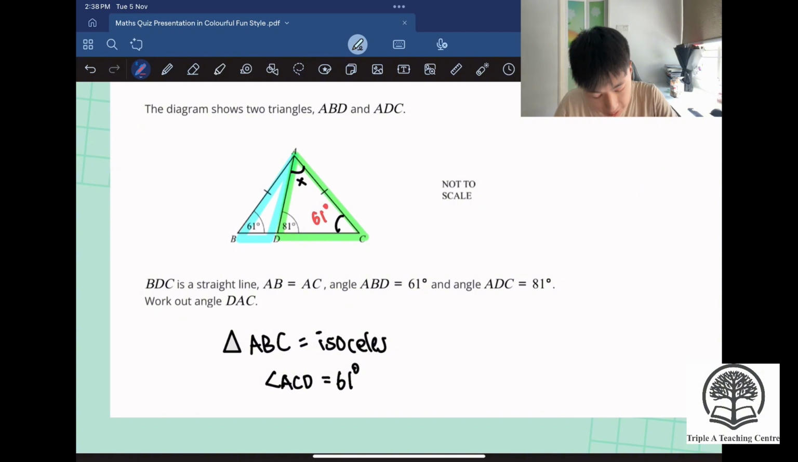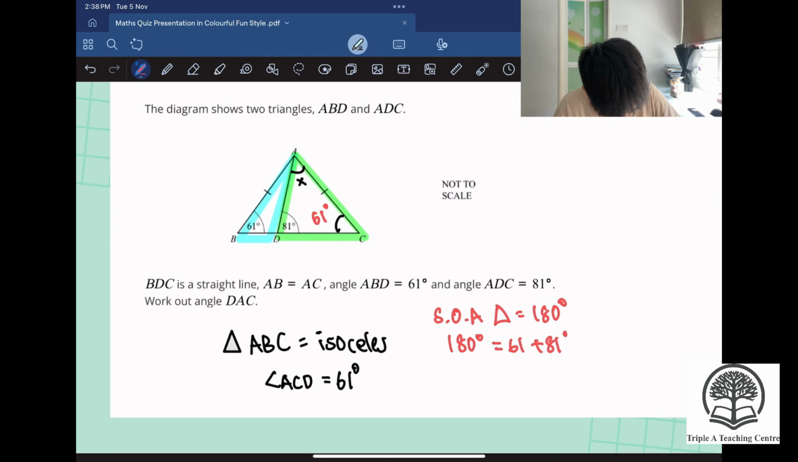Oh, and ADC is a triangle, so the sum of angles in a triangle equals 180 degrees. 180 degrees equals 61 plus 81 plus x. And just doing maths, we know that x equals 38 degrees. Okay, moving on.